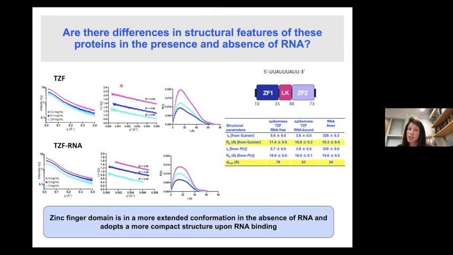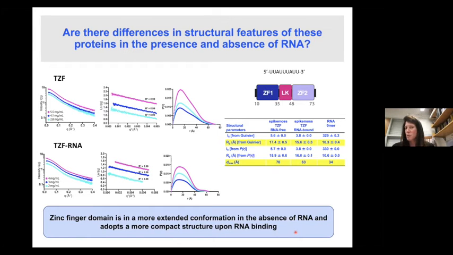Then you see in the center, this is the low Q region, or the Guinier region, of the plot where we can extract Rg values. What we noticed immediately is that the zinc finger domain, when bound to RNA, is smaller in terms of Rg than the RNA-free protein. Then on the right, in these pair distance distribution plots where we can get the maximum dimension, we notice that again the RNA-bound protein is smaller in maximum diameter compared to the RNA-free form. So what the SAXS data is telling us is that the zinc finger domain is more extended in the absence of RNA and adopts a more compact structure upon binding RNA.